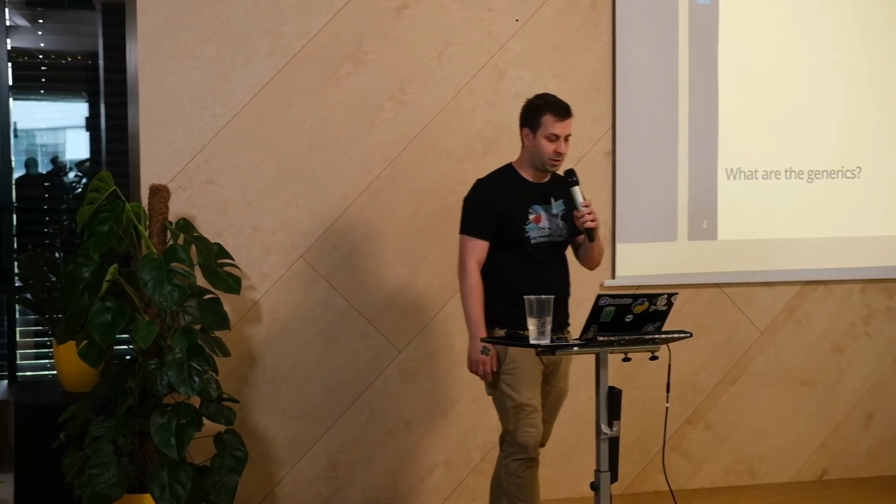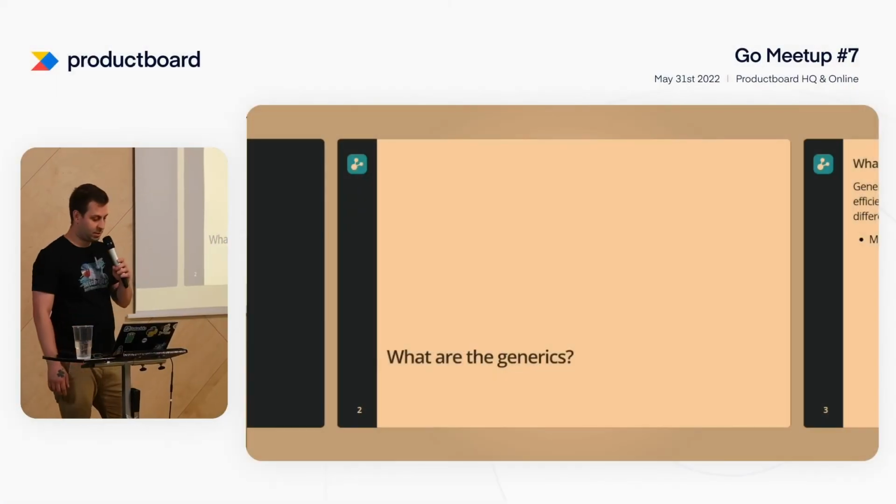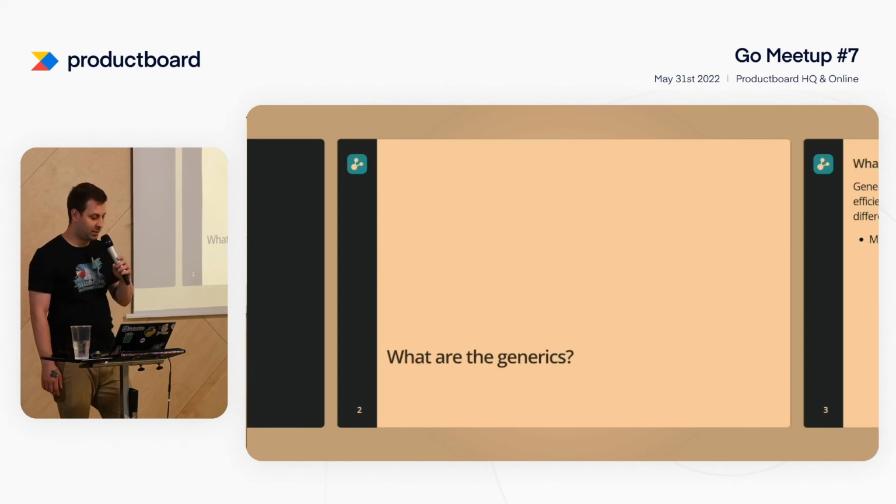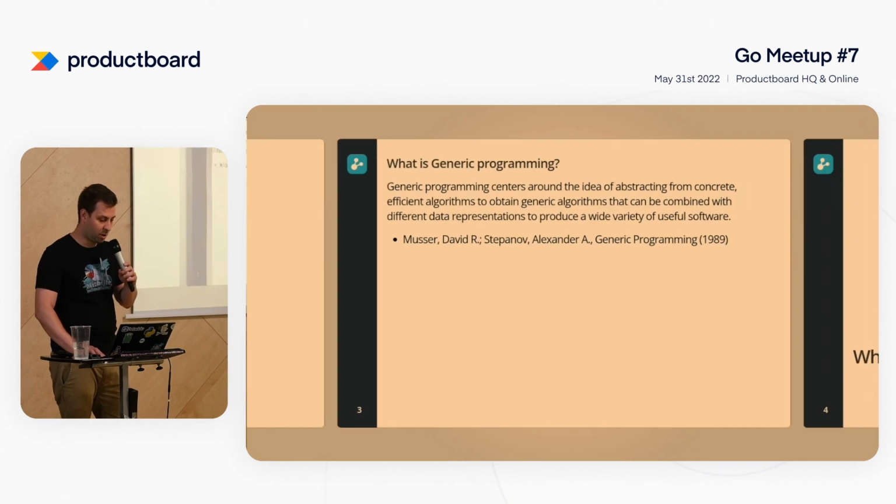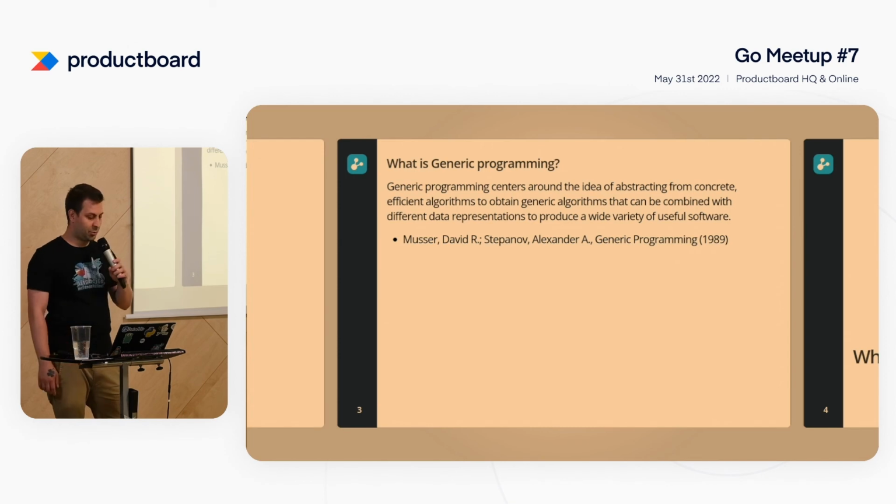Sorry, now it works. So, a little bit of theory. What are generics? It's a feature of programming languages which allows generic programming. So now, what's generic programming? To define generic programming, I've used this quote from a book which popularized this term, but the practice was known before. Shortly, it's about separating an algorithm from concrete data types, to separate algorithms and data types, which can then be specified later.